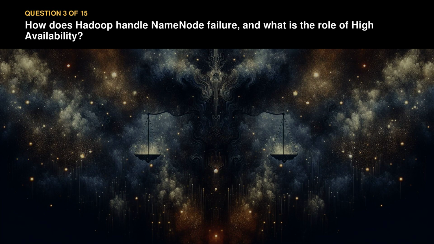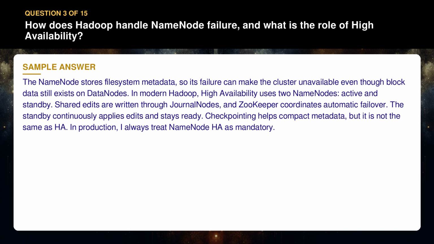Question 3. How does Hadoop handle NameNode failure, and what is the role of high availability? The NameNode stores file system metadata, so its failure can make the cluster unavailable, even though block data still exists on data nodes. In modern Hadoop, high availability uses two NameNodes, active and standby. Shared edits are written through journal nodes, and Zookeeper coordinates automatic failover.